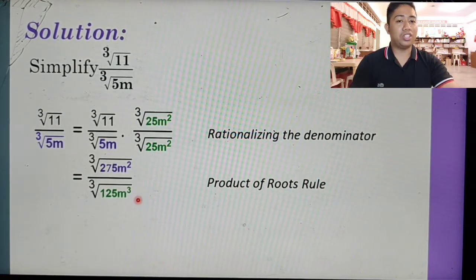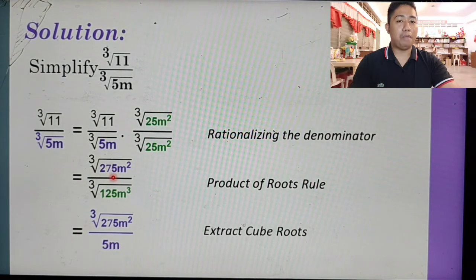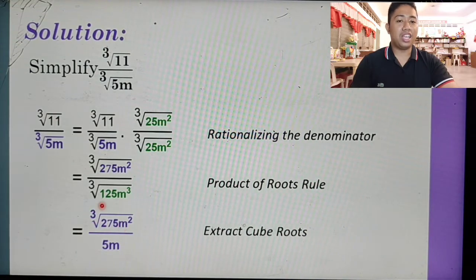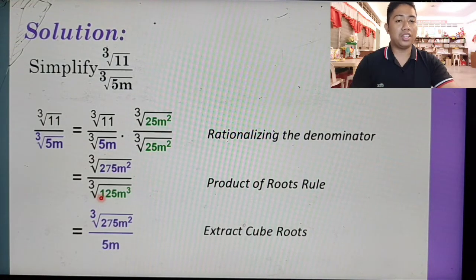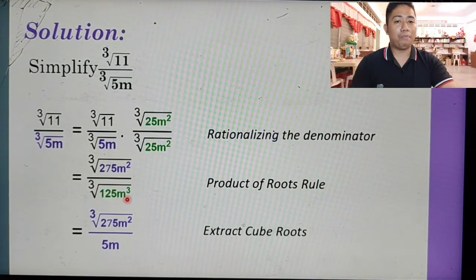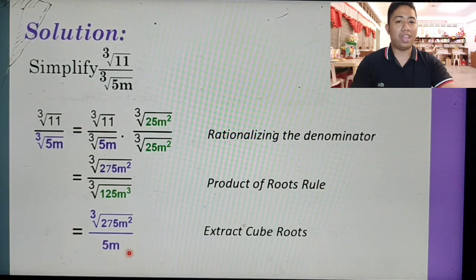The next thing to do is to extract cube groups if possible. Since 275 is not a perfect cube, and neither is m squared, just copy them on the numerator. Next, we simplify the denominator: 125 is a perfect cube and m cubed is also a perfect cube, so we get the cube root of this denominator. 125 gives 5, and m cubed, 3 divided by 3, is 1, or m. So the final answer is the cube root of 275m squared all over 5m, and that is our final answer.